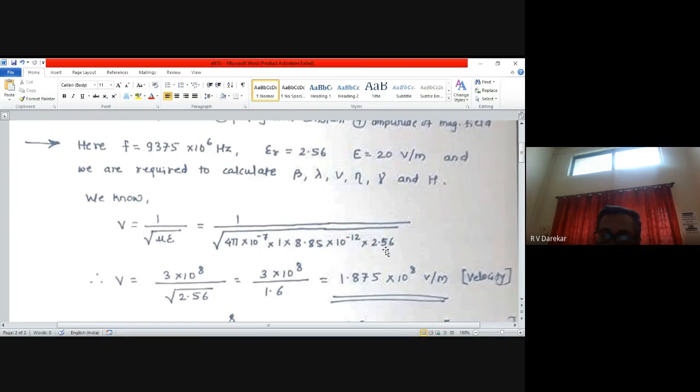I will substitute the values, and I will not directly use the calculator to solve this critical calculation part. What I will do, I will consider this part of 4 pi into 10 raised to minus 7 into 8.85 into 10 raised to minus 12 along with the root sign can be considered to be equivalent to 3 into 10 raised to 8 value. Because for air, the velocity of electromagnetic wave is observed to be a value 3 into 10 raised to 8.